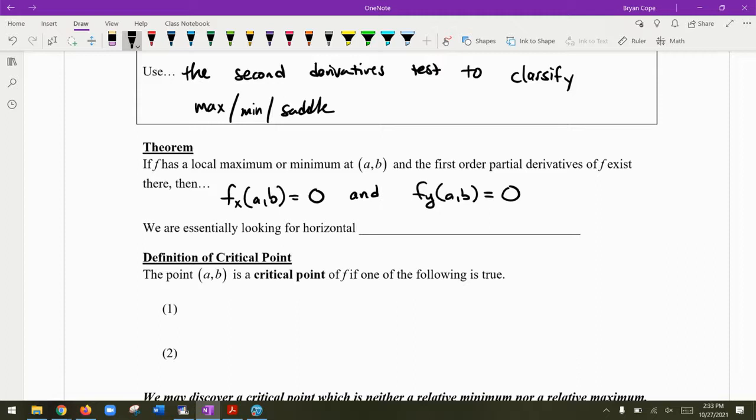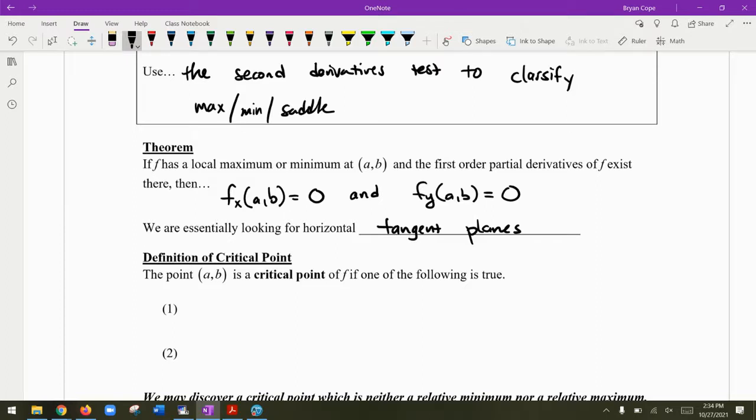Notice what this is not saying. This is not saying that if both partials equal 0, then you have a max or min. The converse of the theorem doesn't necessarily hold, but the forward direction of the theorem holds. If you have a max or min, this is going to happen. Okay? So what we're essentially looking for is horizontal tangent planes. When we're looking for maxes and mins, we're not looking for a horizontal tangent line, but a plane, like that's been the case in so much we've done this year.